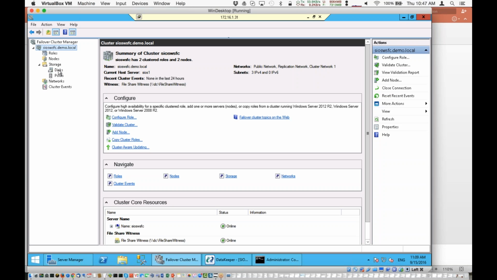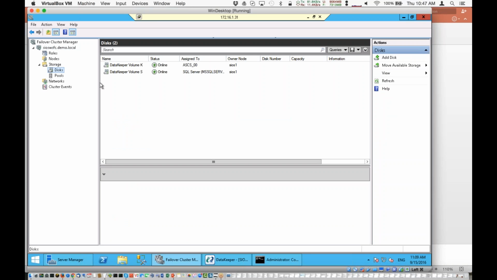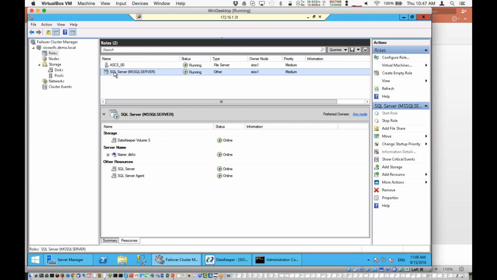So that's one difference. The second difference is with the cluster storage. Instead of a shared disk resource, what Microsoft calls a physical disk resource, what DataKeeper provides is a third-party storage class resource called a DataKeeper volume resource. It's a replicated disk that looks and feels and acts like shared storage to the failover cluster. And if we take a look at my cluster roles, here I have a highly available failover cluster instance of SQL Server. This looks familiar.